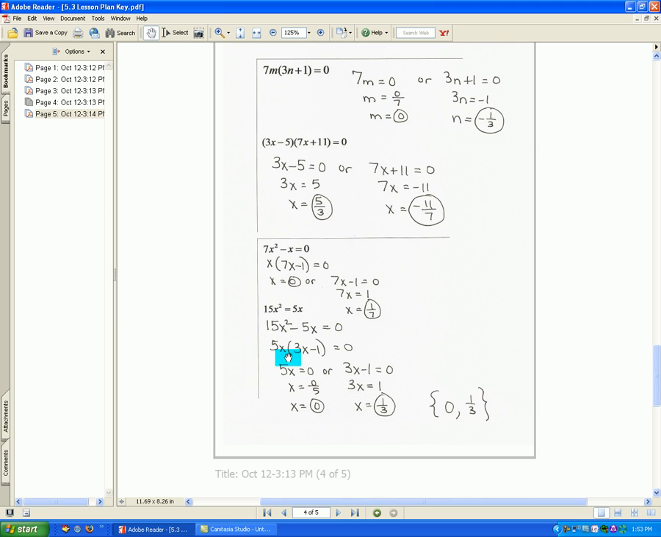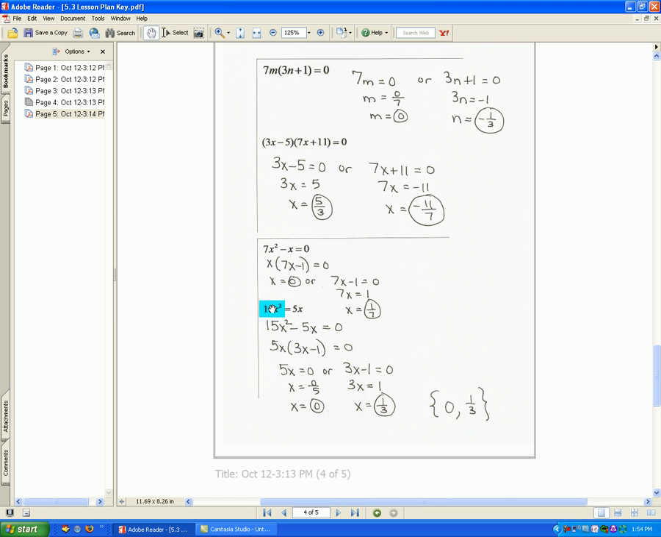We factor by pulling out the GCF, which is 5x, leaving us with 3x minus 1 in parentheses. We set up our two cases. Either 5x equals 0 or 3x minus 1 is 0. In this first case, when we divide by 5, we get the answer 0. And in the second case, we add 1 to both sides and we divide by 3. So we have two answers to this equation, namely 0 and 1/3.